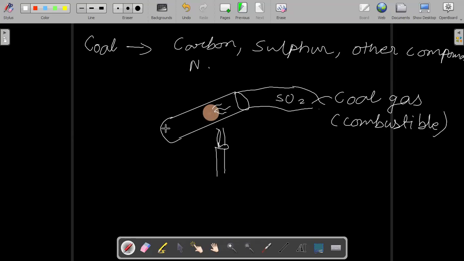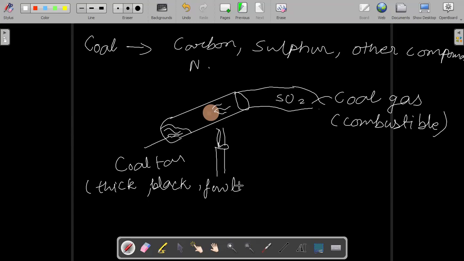A thick black colored liquid is obtained over here. The thick black colored liquid which we obtain here is called coal tar. Sir, it has an unpleasant smell. Coal tar is a thick, black, foul smelling liquid. So a thick, black, foul smelling liquid is obtained from this.